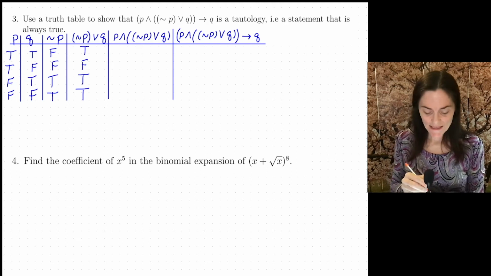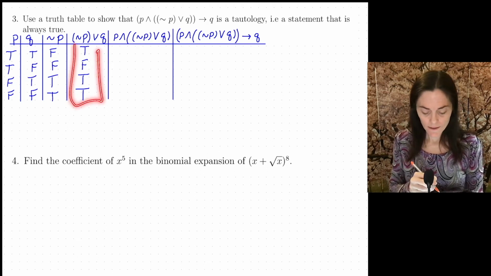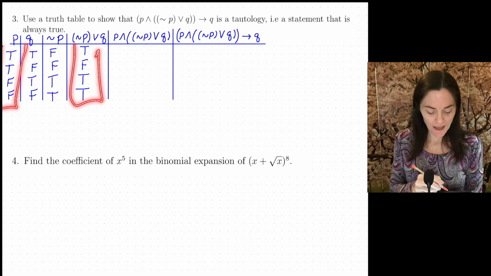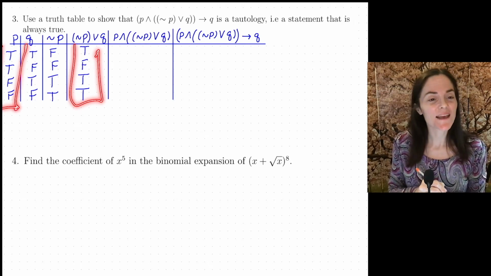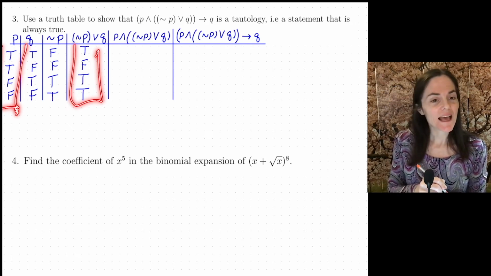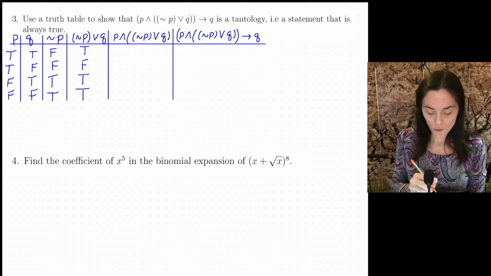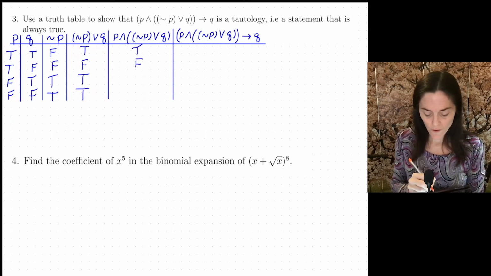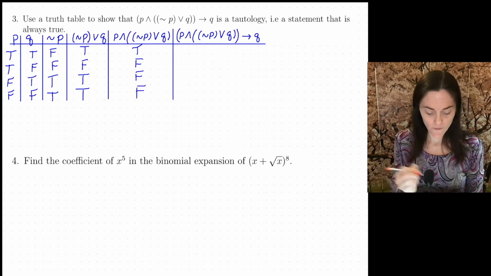Now I have an AND. I am ANDing this and P, which is here. Okay, so the AND, we need both to be true, for the AND to be true. And you see this happens only in the first row. So we have true, false, false, and false.